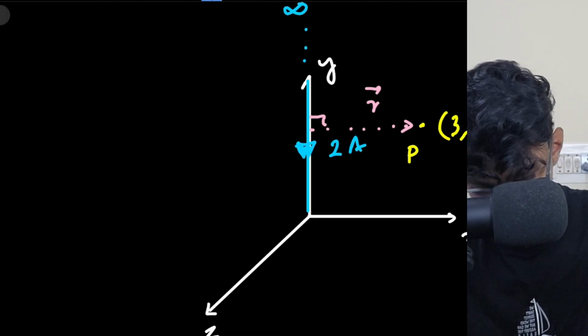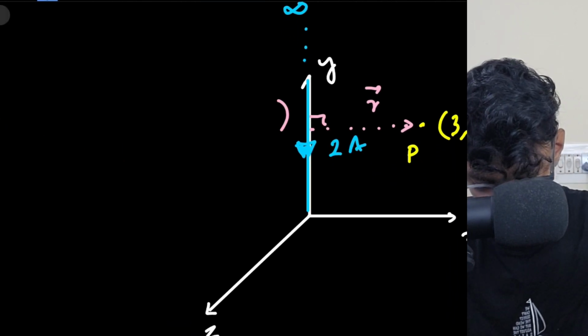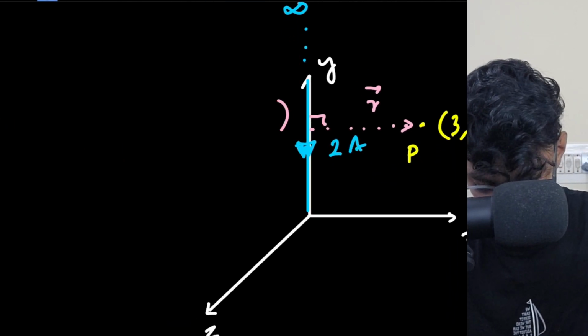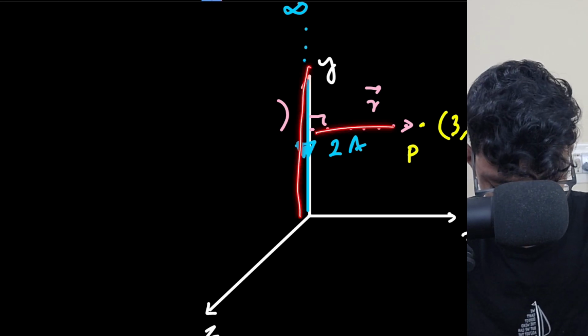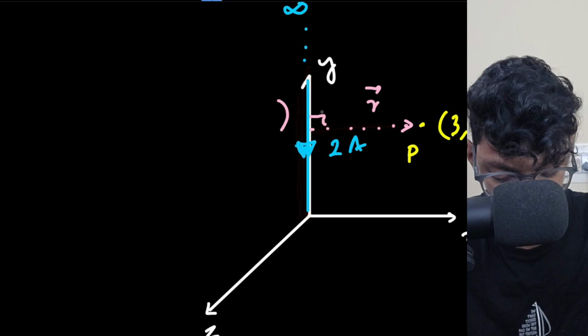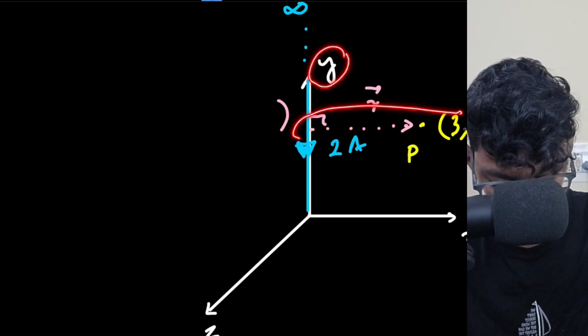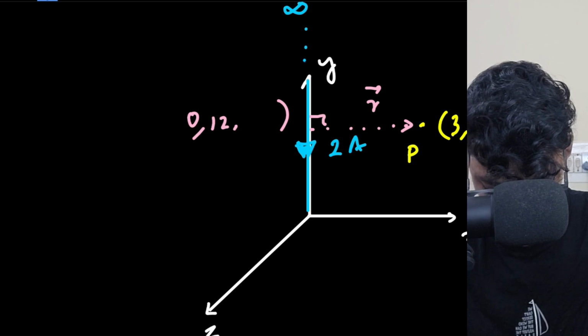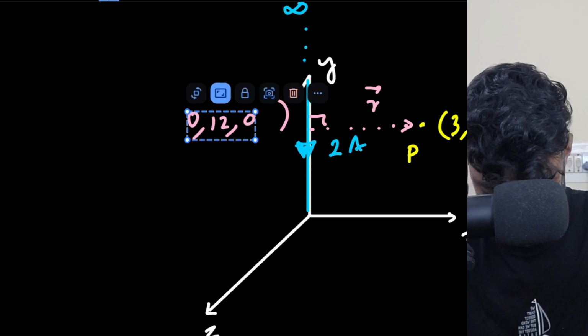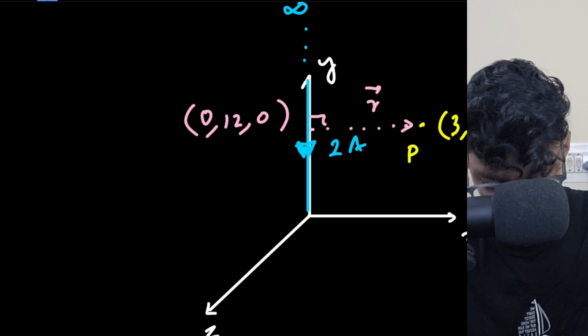What do I mean by that? Here, as this is lying around the y-axis, my normal component is something else, but this is lying on the y-axis. So if it is lying on the y-axis, what is the y value? The y value is 12. As it is a straight line, here also it will be symmetrical, and y will be 12, and all other coordinates will simply be 0.